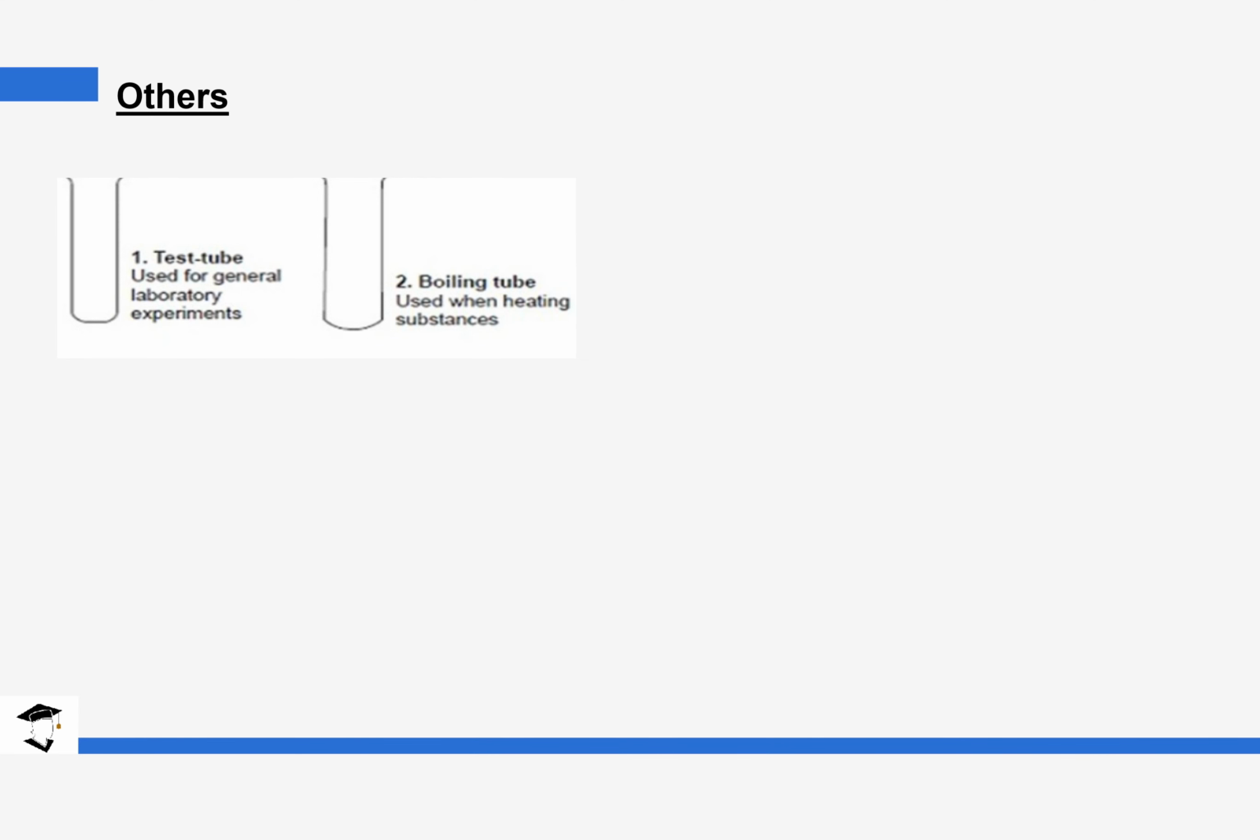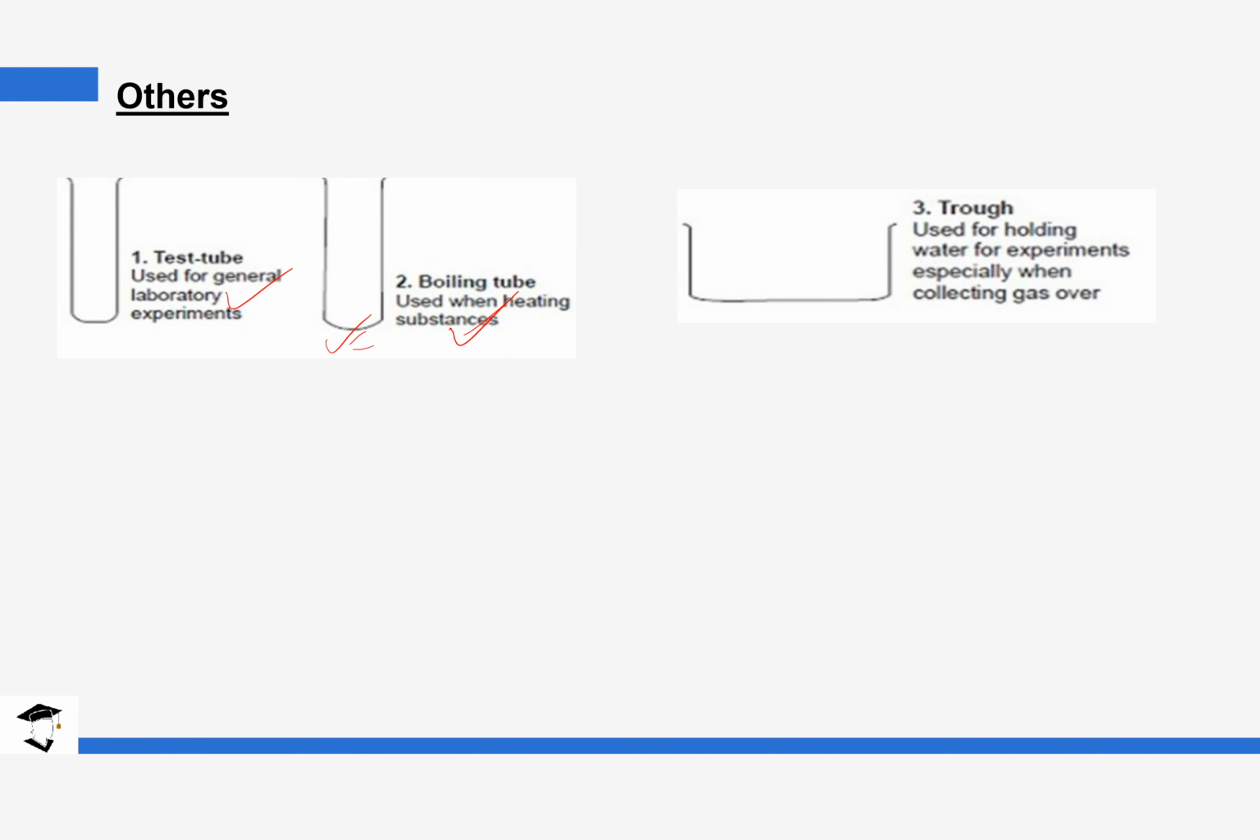The test tube is used for general laboratory experiments, while the boiling tube is used for heating substances. They look alike, but the difference is that the test tube is a bit smaller, the boiling tube is a bit larger, and it's a bit harder. The glass is a bit thick in comparison to the test tube. If you try to heat with the test tube in the lab, you notice that the test tube is going to break easily. Unlike the boiling tube, it's specifically made for heating. So where you want to heat a small amount of substance, we use the test tube instead.